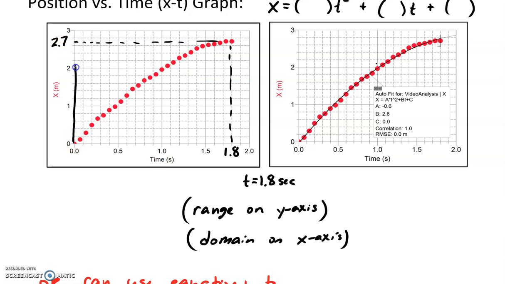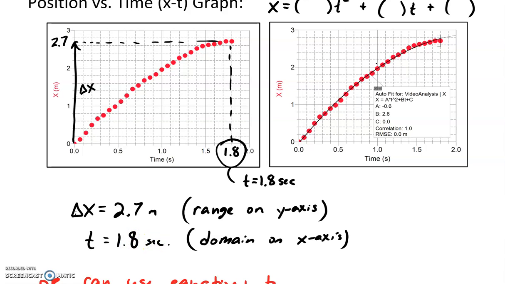So the change in this is my delta x, which means that delta x is equal to 2.7 meters. And I got that as the range on the y-axis. That's how you label how you got this value, which is a really important step. The domain, which is from 0 to 1.8, so basically this final value, is my time. So I found the variable time is equal to 1.8 seconds by looking at the final x-axis value on the time axis, which is the same as the domain on the x-axis, right?